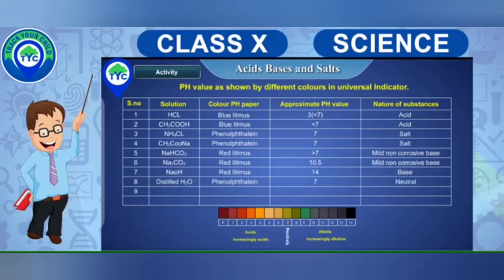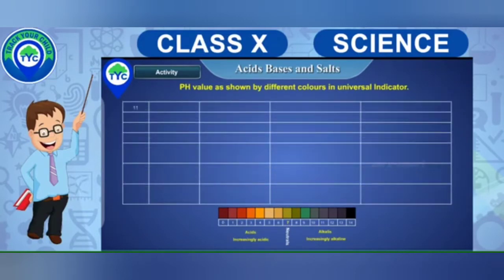Ninth one, lemon juice, blue litmus, 2.2, acid. 10th one, carrot juice, blue litmus, 5 and 6, mild acidic. 11th one, coffee, blue litmus, 5, mild acidic. Tomato juice, blue litmus, 4, acid.